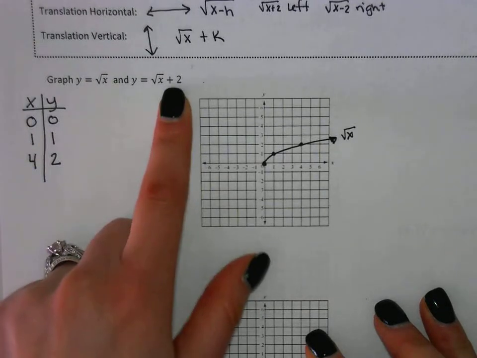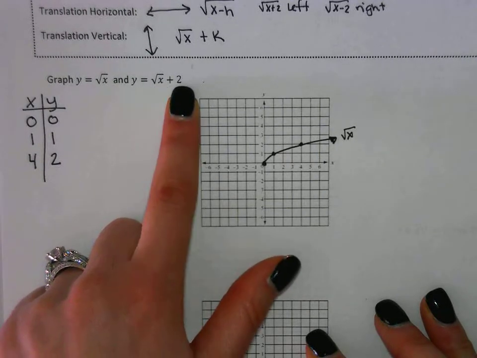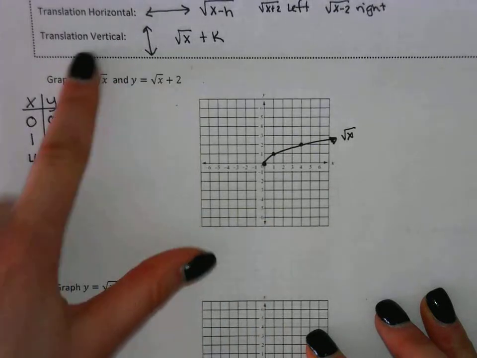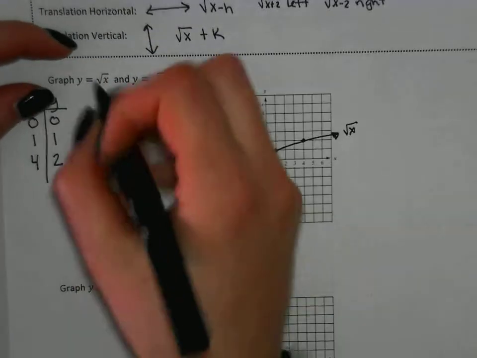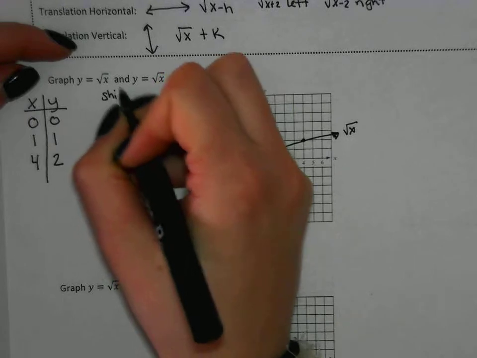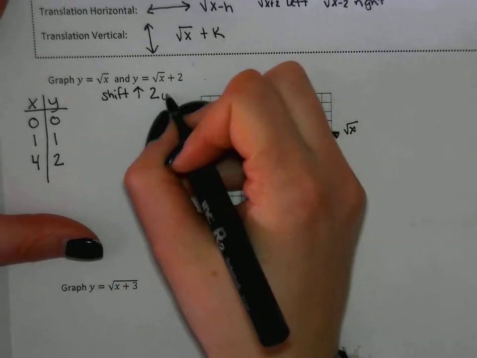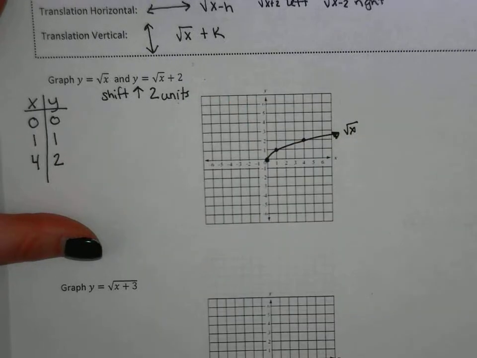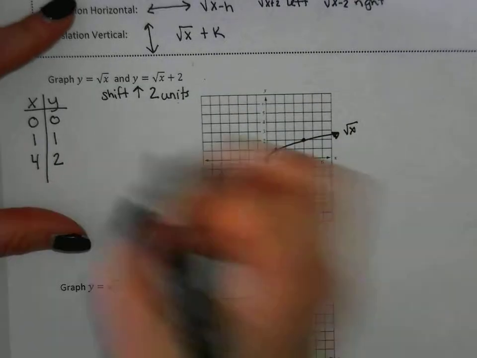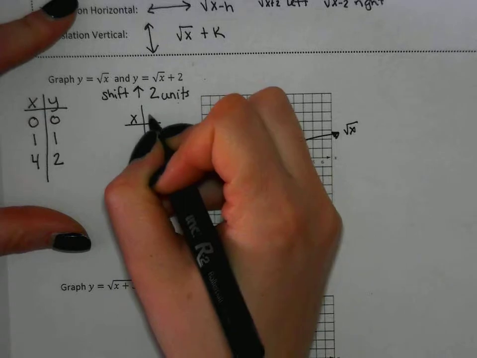So let's take a look at this one. We have the square root of x plus 2. We're adding here, so this is going to be a vertical move. This is going to shift up 2 units. And make sure we write down what's going to happen to the graph. So now let's create our graph.